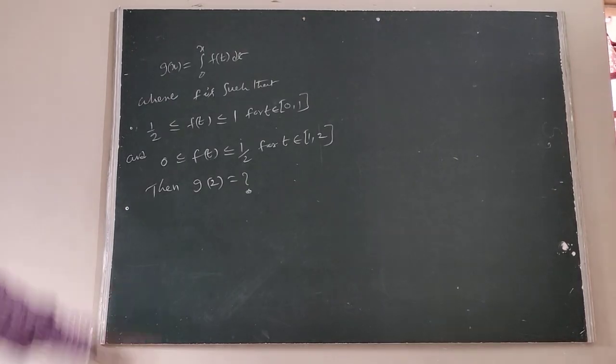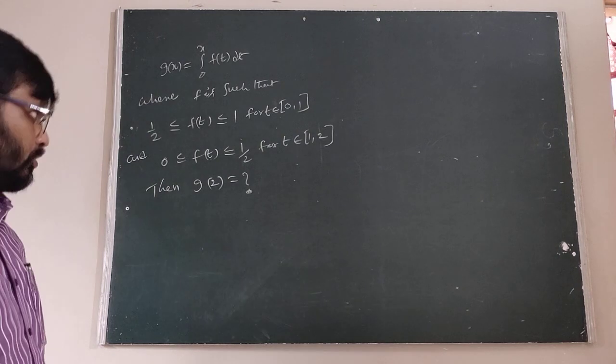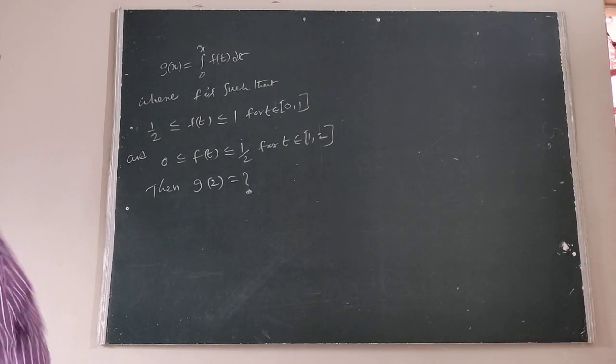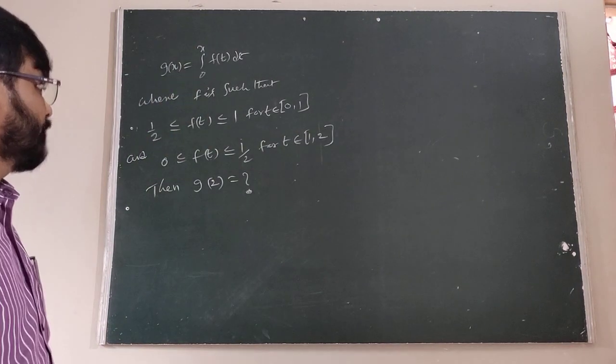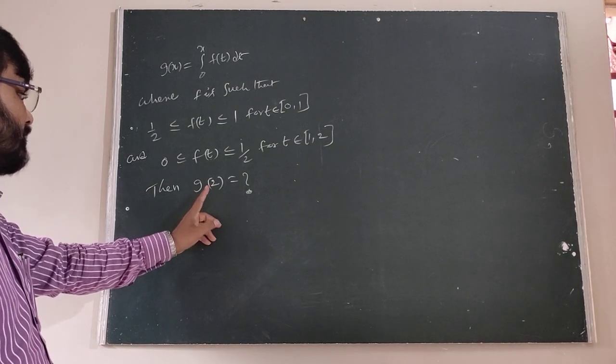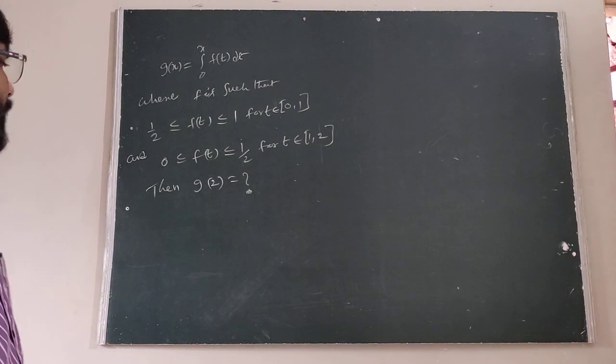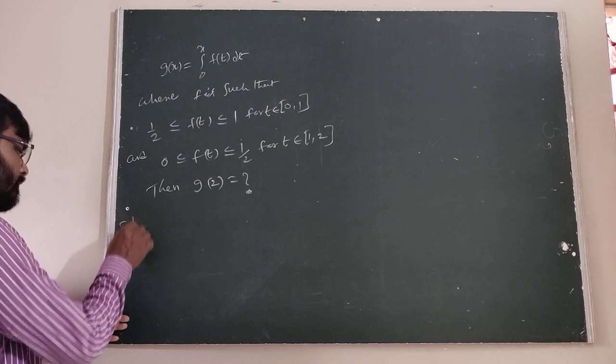This is also IIT JEE 2000. g of x is given by the integral from 0 to x of f of t dt. Now we find g of 2. How to find g of 2? All of you listen here.